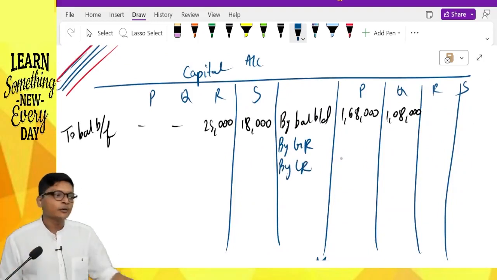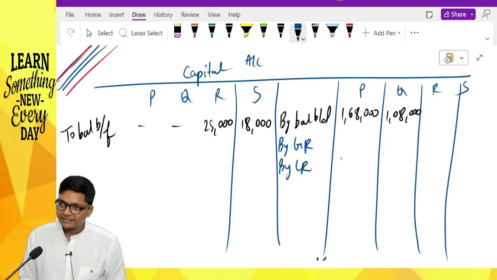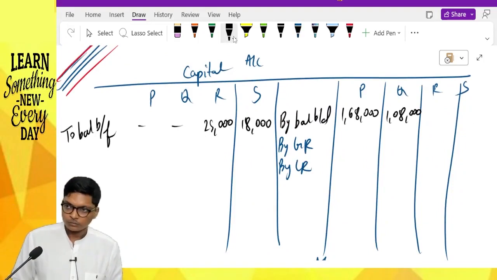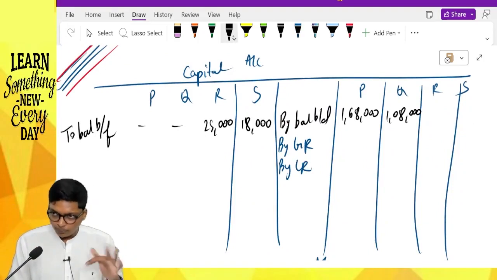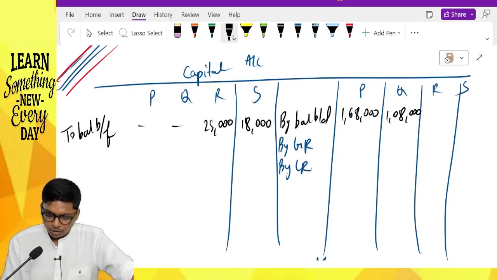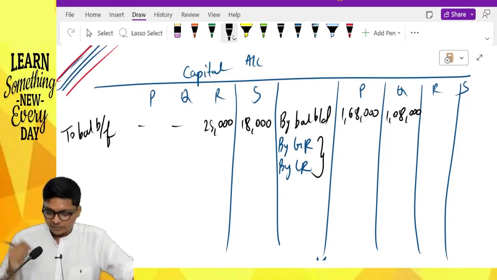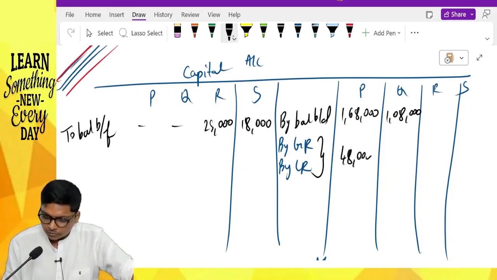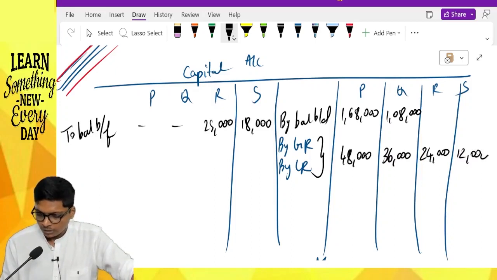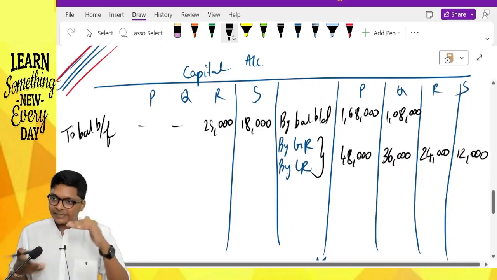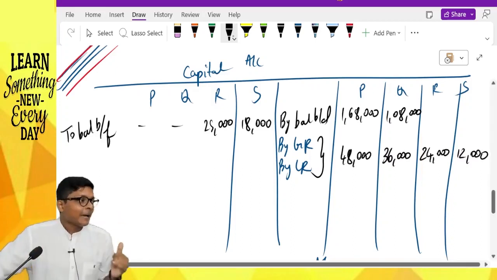Are you able to follow what I am saying? Write it separately. You are saying both together, is it? Okay, I will write both together, but you will do it separately. General reserve, both together, how much? 48,000. You actually have to do it separately. Split general reserve and capital reserve separately.